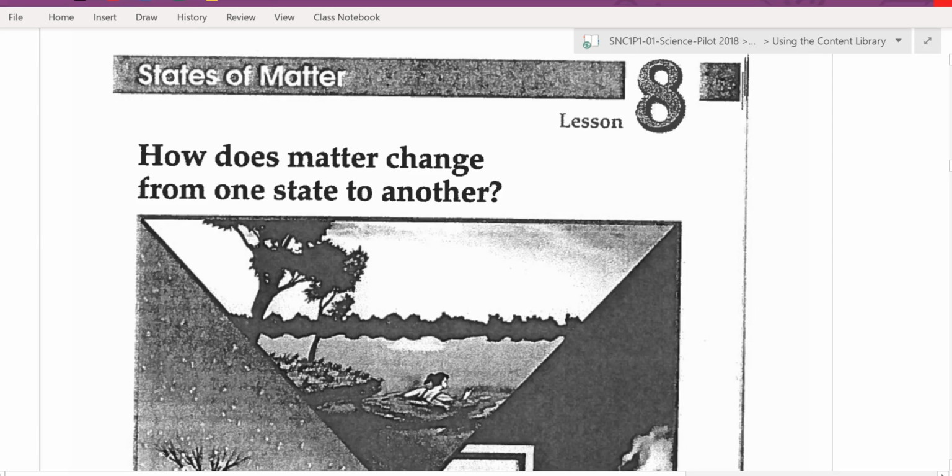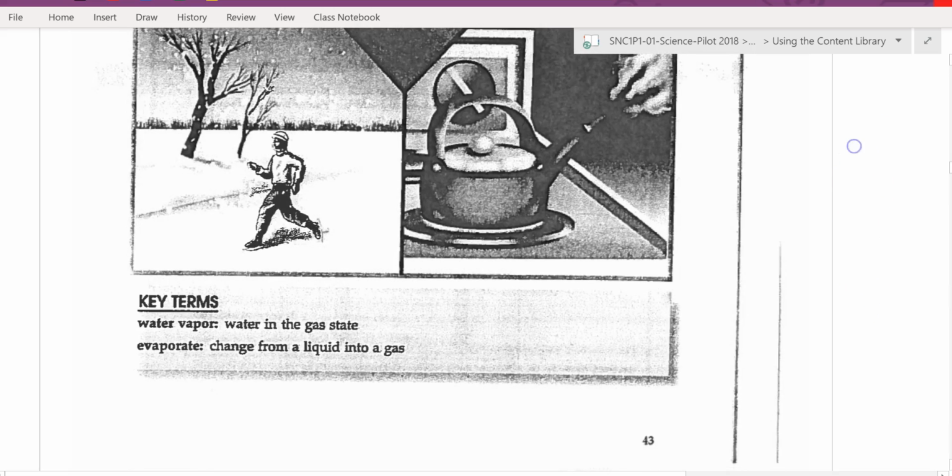Okay, so far we've looked at the different states of matter, what we know about solids, liquids, and gases. So the next step is to determine what happens when you go from one state to another. So how does matter change from one state to another? This is lesson 8. A couple key terms we want to start off with right away. It's going to be water vapor, and water vapor is water that's in a gas state.